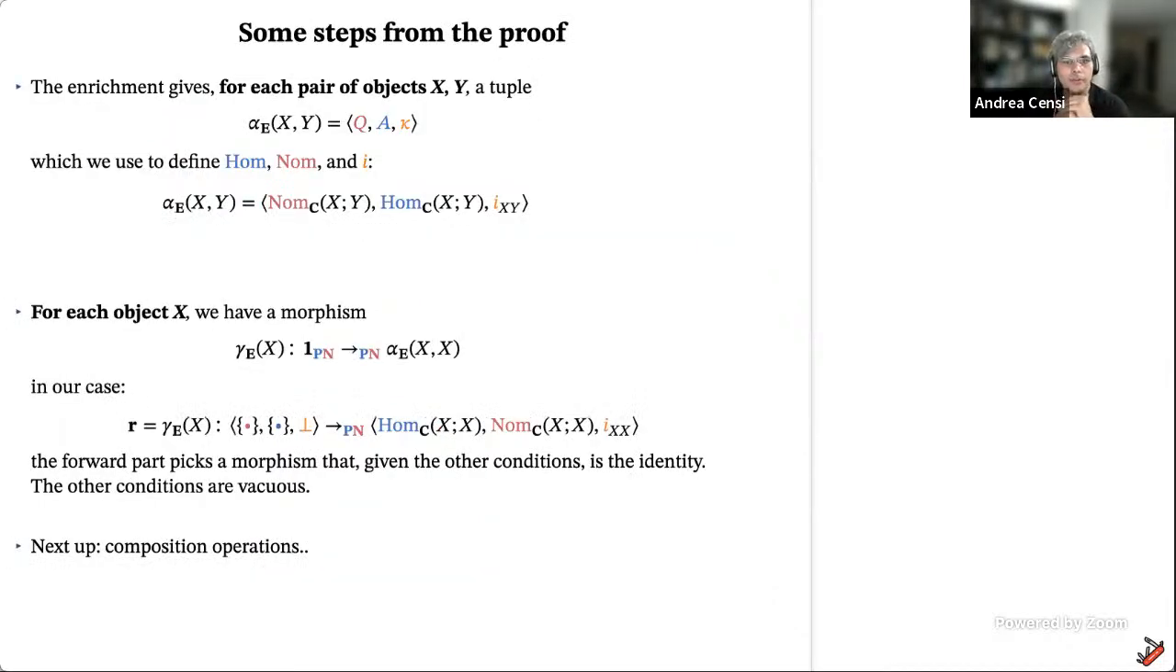I will give you a short version of the interesting parts of the proof. And this is now a generalization of the proof that I gave you before, of the fourth lemma. It goes like this. Suppose you have an enrichment in PIAN, which means you have this function alpha. Evaluated at two objects, it's two sets and a Boolean function. And we take that to define the norm, the morphisms, and the compatibility relation. Then for each object, you have gamma, which is a morphism from 1 to alpha of xx in PIAN. So you expand this, you turn this morphism R from false to this. Now the forward part is the one that picks a morphism from 1 in norm xx. The backward parts actually are not informative in this case. They just give you backward conditions. Now the composition operations are the interesting ones.